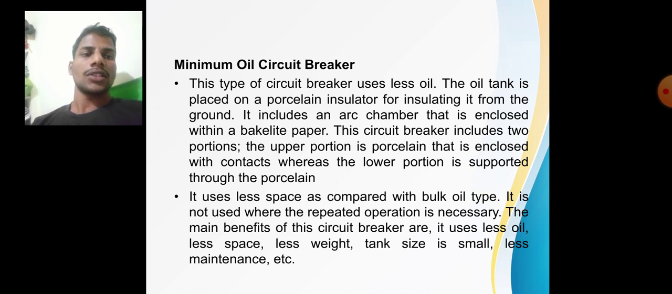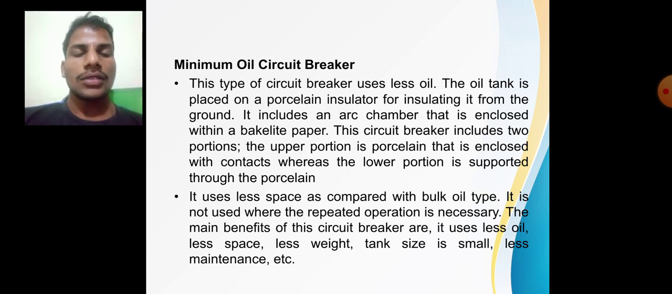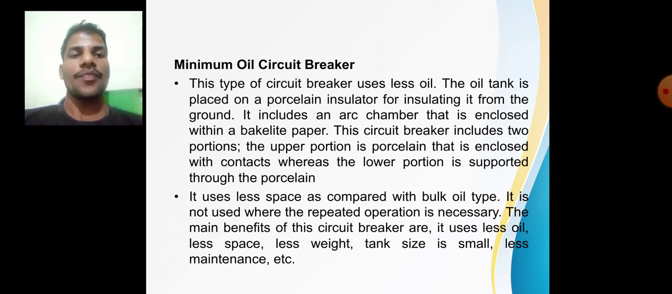This circuit breaker includes two portions. The upper portion is porcelain that is enclosed with the contacts area. The lower portion is supported through the porcelain. It uses less space as compared to the bulk oil type, and it is not used where repeated operation is necessary. The main benefit of this circuit breaker is that it uses less oil, less space and less weight, the tank size is also small, and the maintenance is also less.